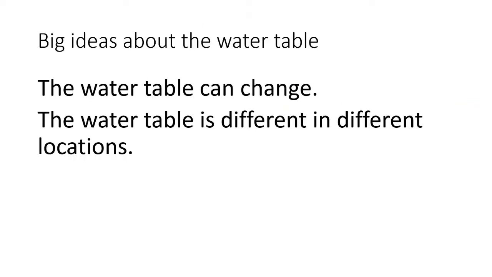In addition, you need to understand these big ideas about the water table: that it can change and go up and it can go down based on the amount of precipitation. And the water table is different in different places because the ground is different in different places, and different places get different amounts of precipitation, which is where that water in the ground comes from in the first place.